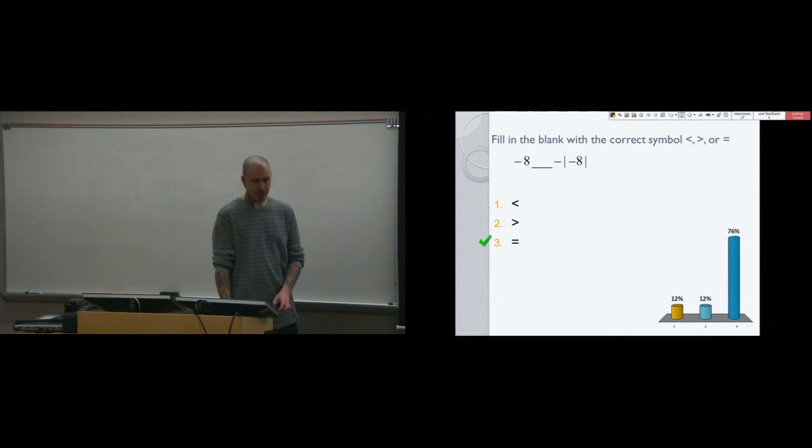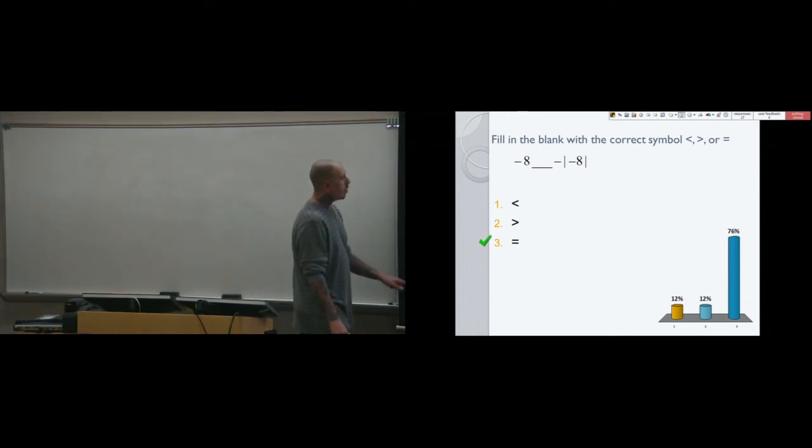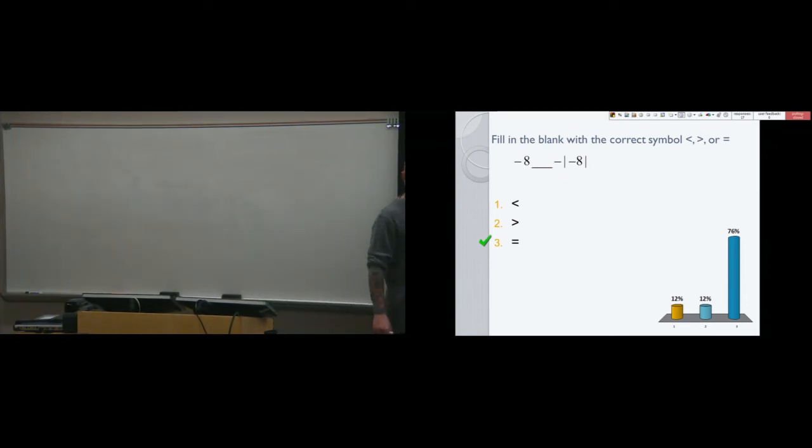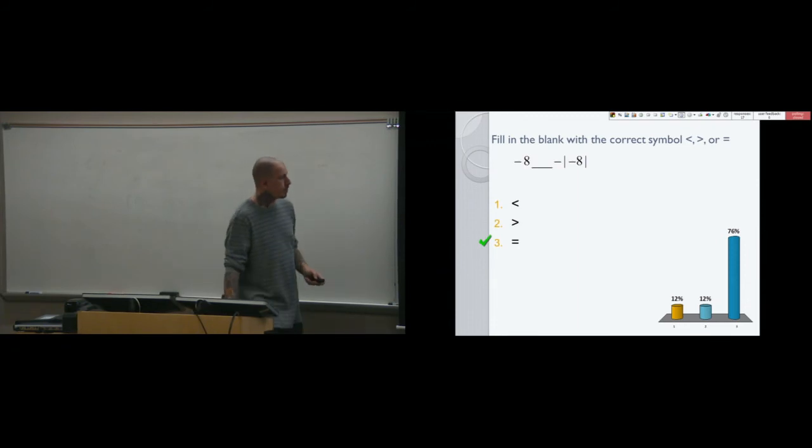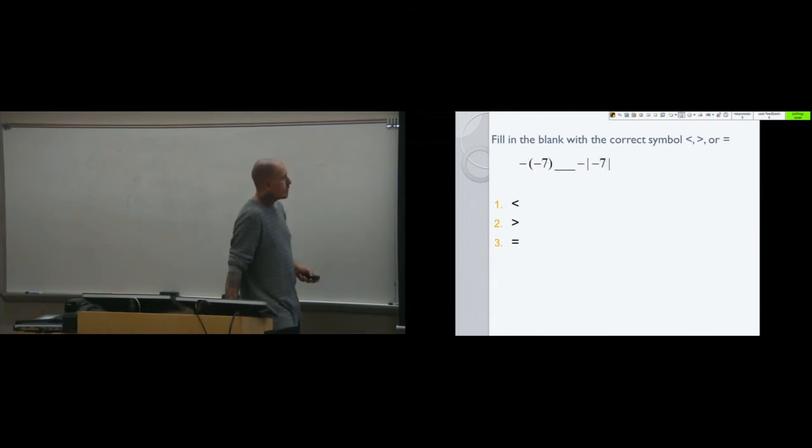Not too bad. So these should be equal. So here we've just got negative 8. There's nothing to do with this one. But here we can see that we've got an absolute value with a negative on the outside, which means it's going to be negative. So that will also be negative 8. So negative 8 and negative 8 are equal. How about this one?